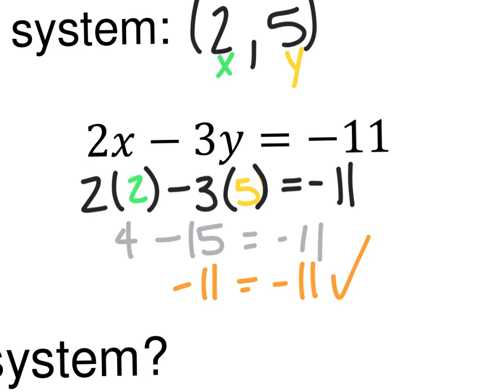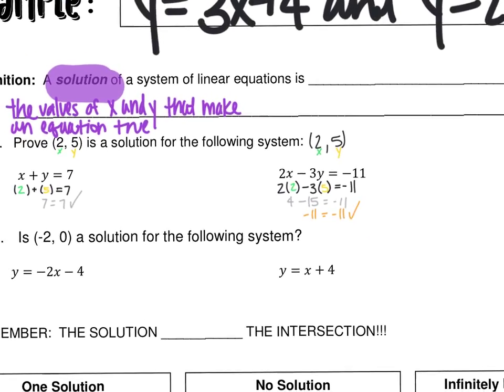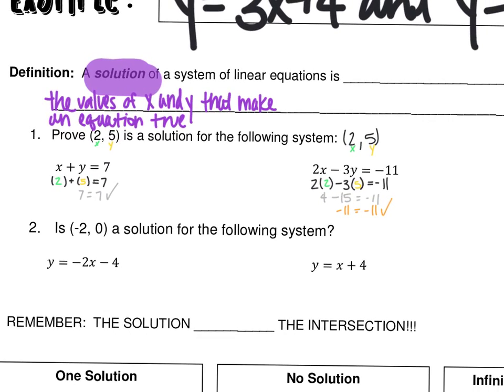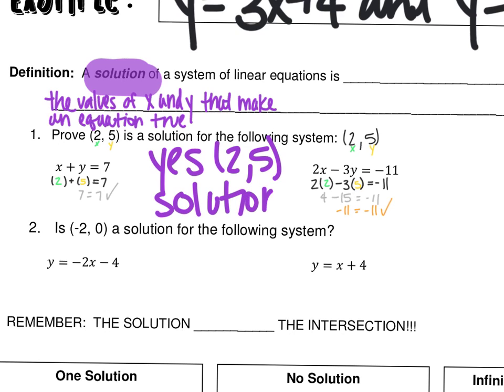So since when I plugged in (2, 5) into both equations, I got two things that were true, that tells me that yes, this is a solution. So yes, (2, 5) is the solution. That's the answer I've come up with.